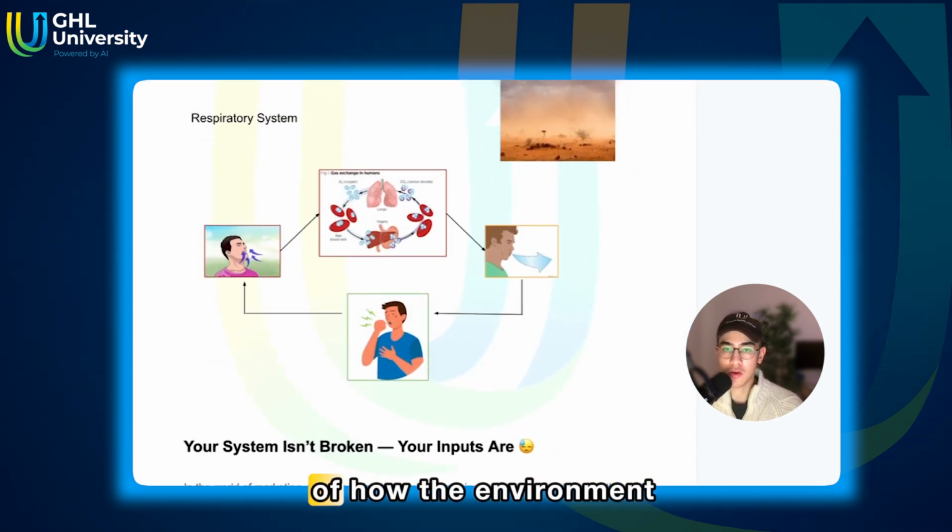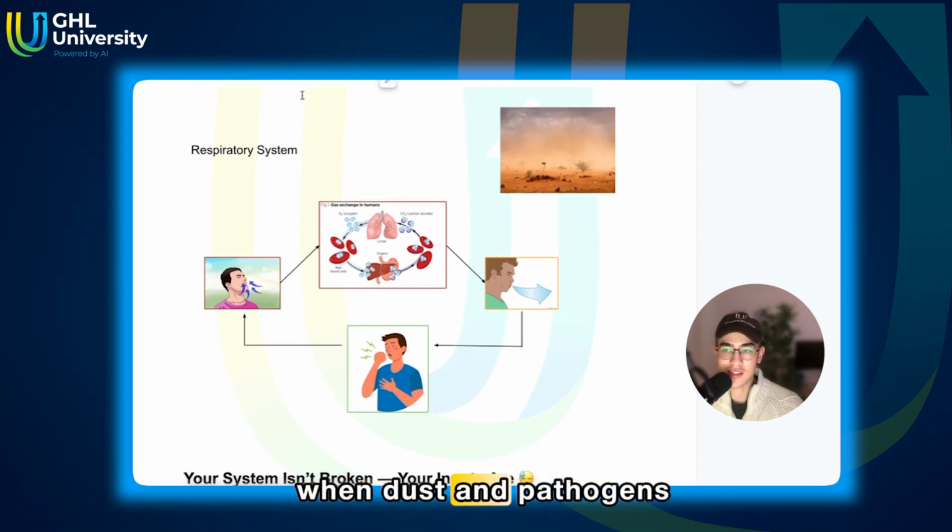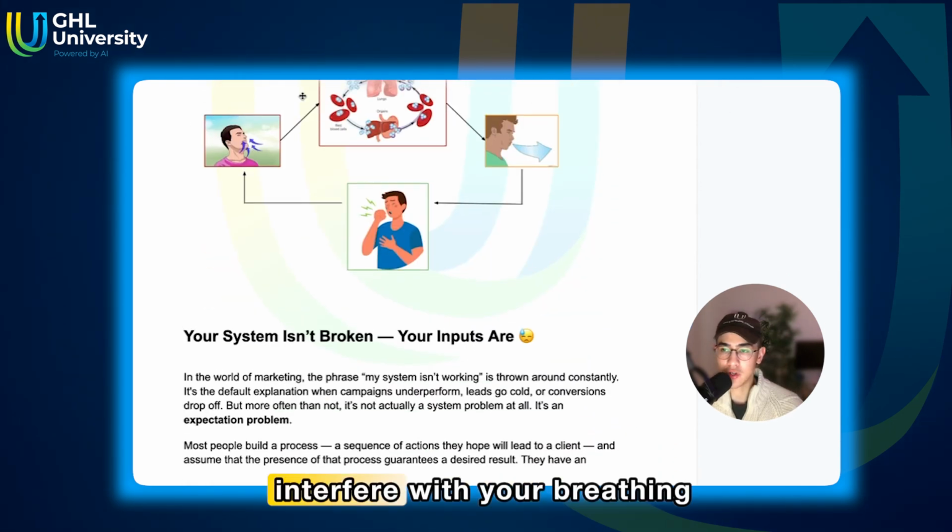Here's a quick example of how the environment, a dusty windstorm, affects the respiratory system. If you breathe dust in, you exchange oxygen with your lungs. You breathe out, you get a cough because of the physical irritation that you experience when dust and pathogens get into your nose and interfere with your breathing.